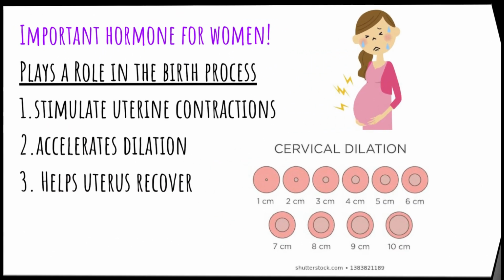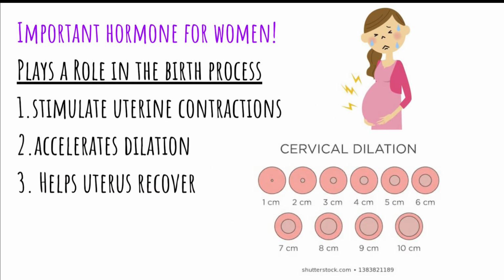Oxytocin is a particularly important hormone for women because it plays a very significant role in the birth process, and this hormone causes uterine contractions and accelerates dilation during labor and helps the uterus recover after delivery.